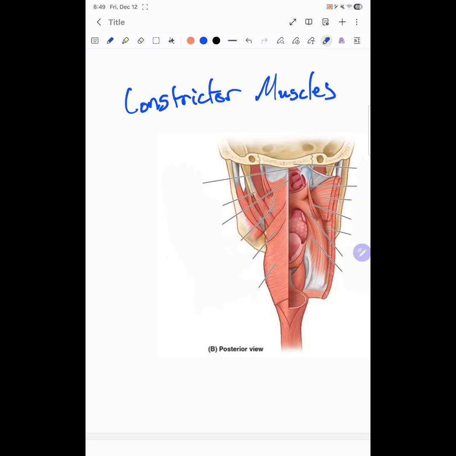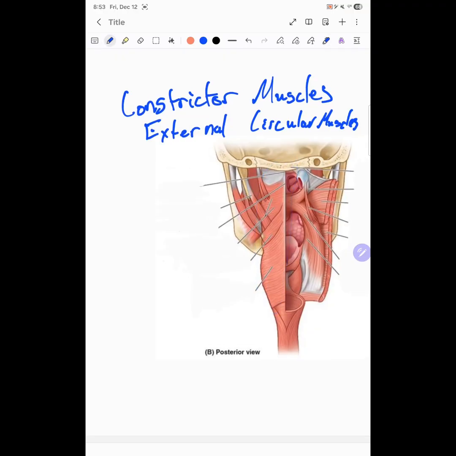So there's two main groups. We're going to focus first on the constrictor muscles, which are also called the external circular muscles. They form the outer layer of the pharynx, which on this picture is going to be this left side. There are three pharyngeal constrictor muscles. Let's talk about them. They're going to be all on this side.